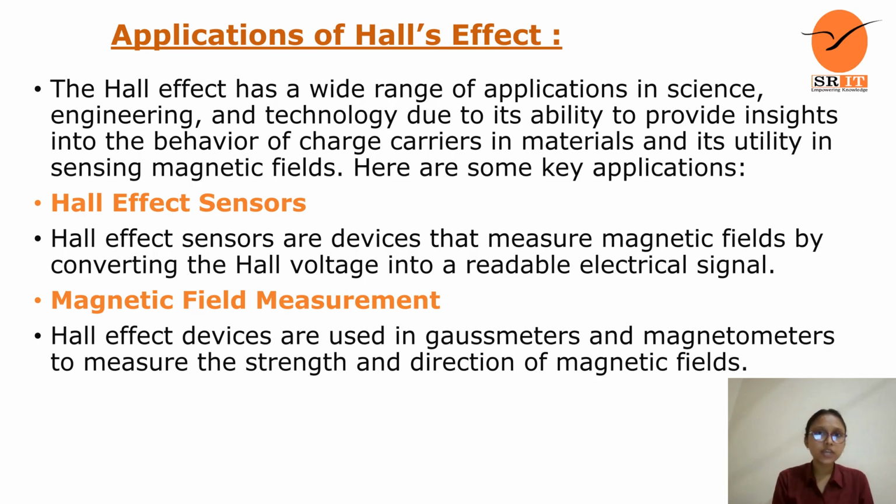If we discuss the applications of the Hall effect, the Hall effect has a wide range of applications in science, engineering, and technology, due to its ability to provide insights into the behavior of charge carriers and its utility in sensing magnetic fields. Some key applications are Hall effect sensors. Hall effect sensors are devices that measure magnetic fields by converting the Hall voltage into a readable electrical signal. Then we have magnetic field measurement, where devices like the gaussmeter and magnetometer are used to measure the strength and direction of magnetic fields.